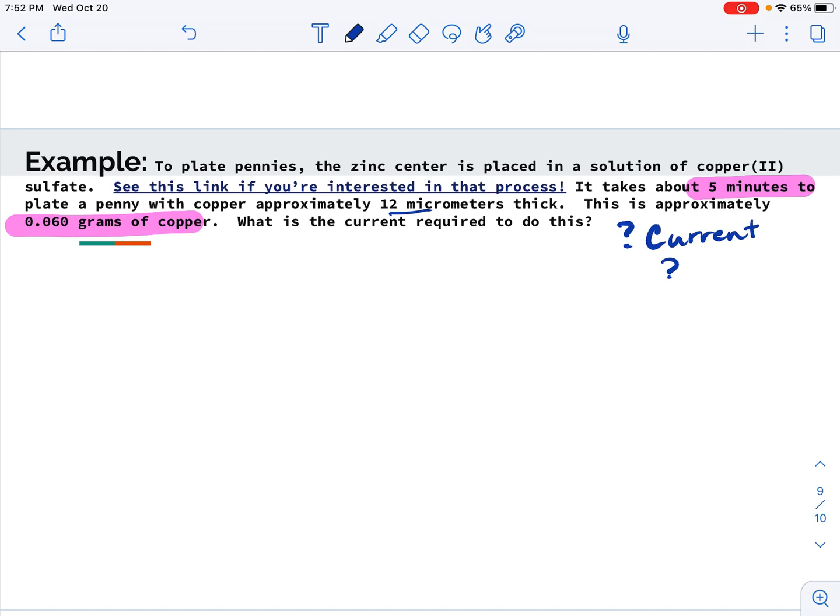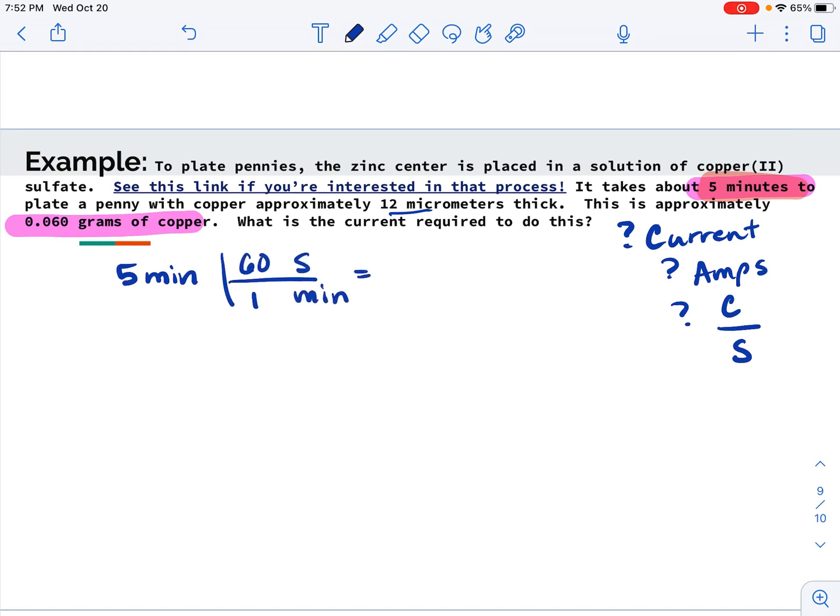So remember that this means we're solving for amperes, but we can't solve directly for amps, which means we're going to solve for coulombs per second. Okay, so I can already look at this question and see that I was told my 5 minutes, right? So I can convert 5 minutes to seconds pretty easily. You might be able to do that in your head. Minutes to seconds, and so this is 1 minute, 60 seconds, which means that this is 300 seconds.